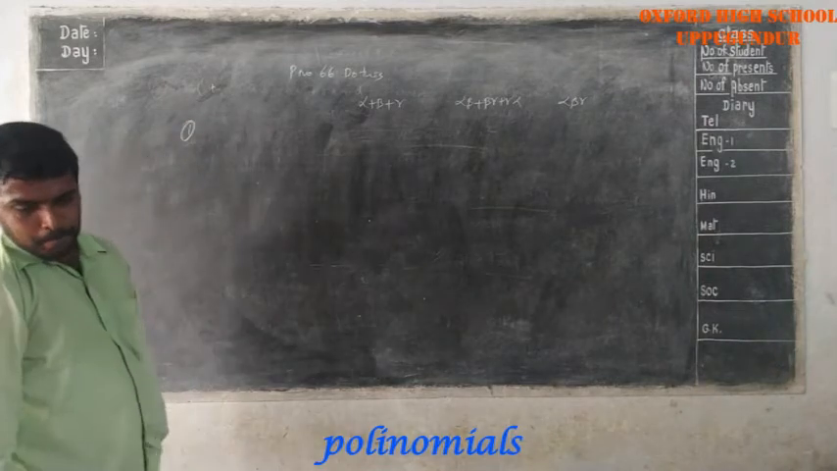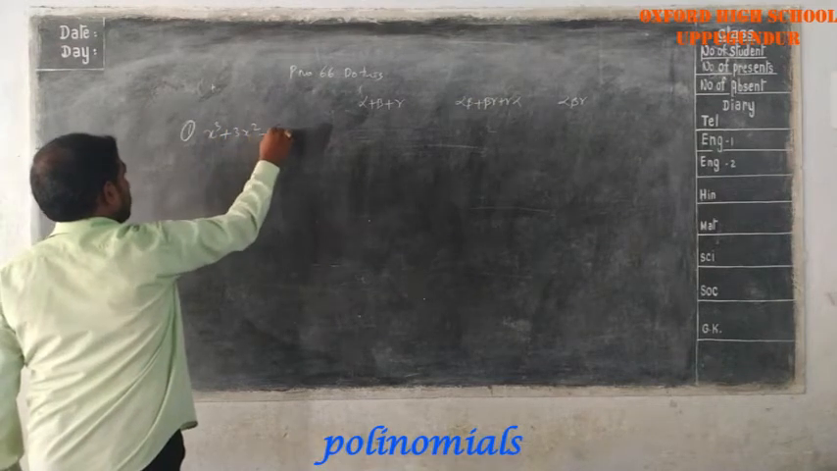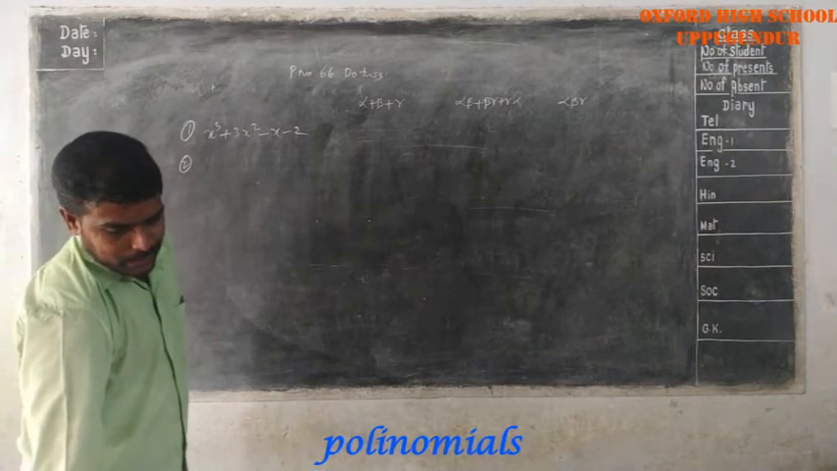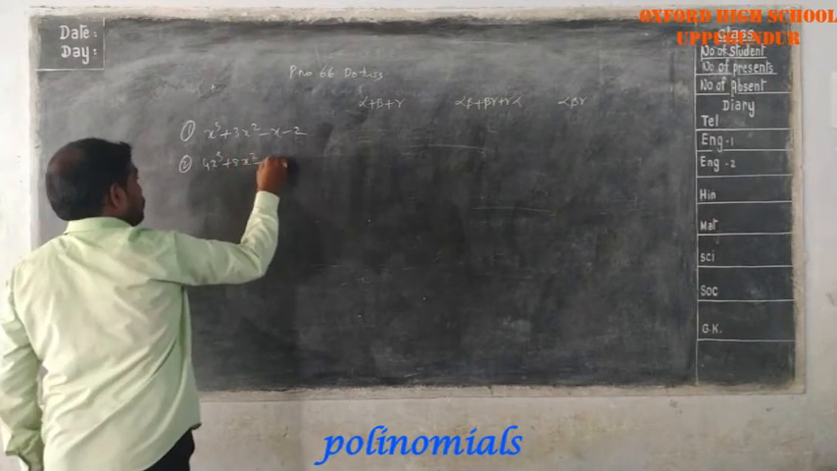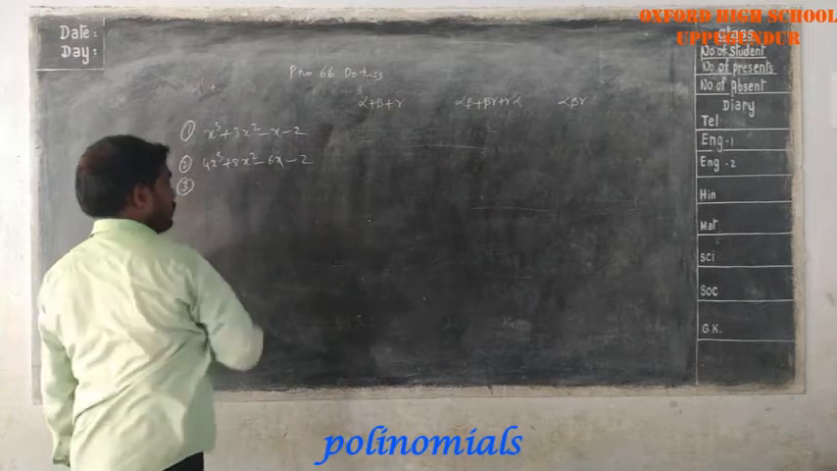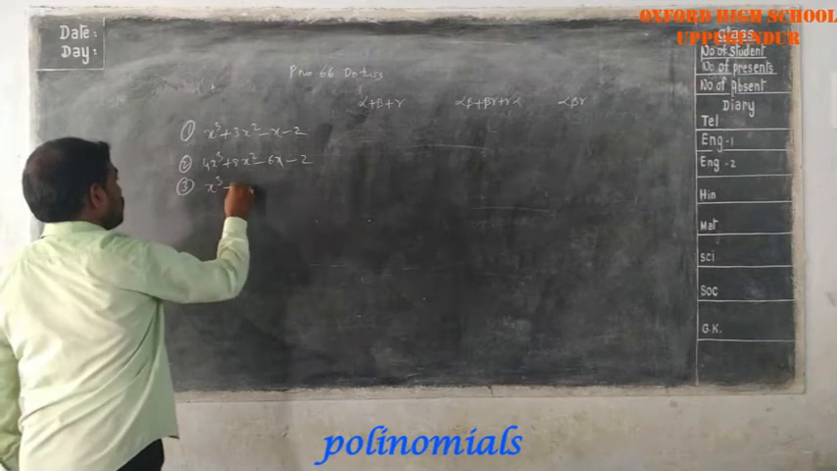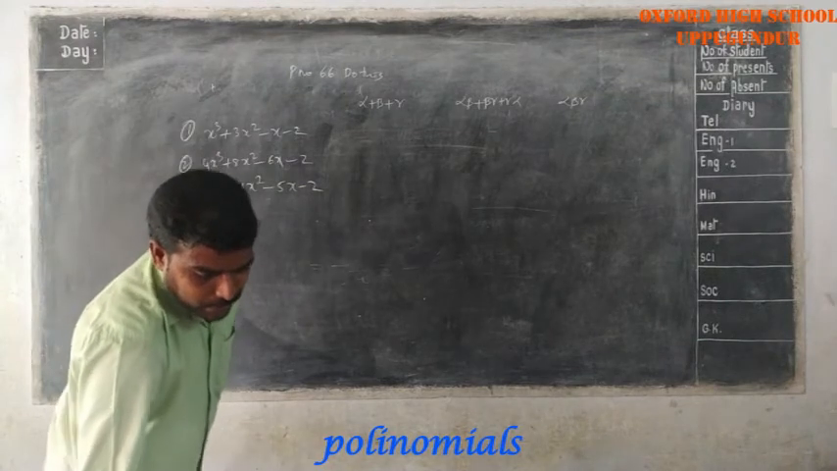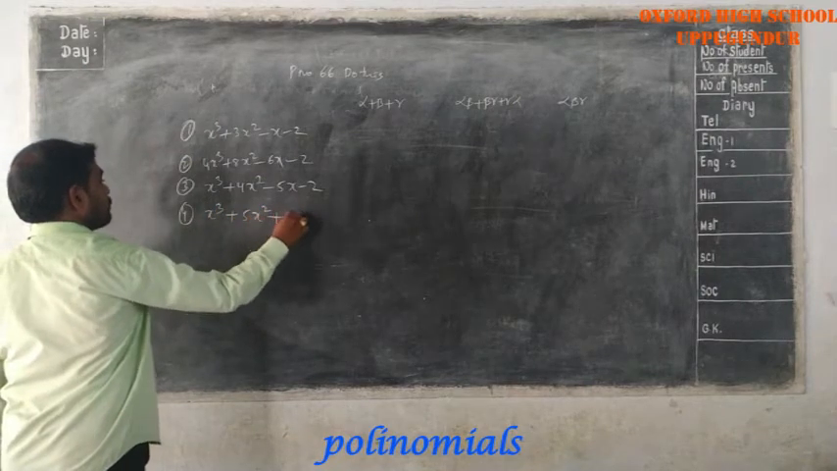First one, x cube plus 3x square minus x minus 2. Second one, 4x cube plus 8x square minus 6x minus 2. Third one, x cube plus 4x square minus 5x minus 2. Fourth one, x cube plus 5x square plus 4.